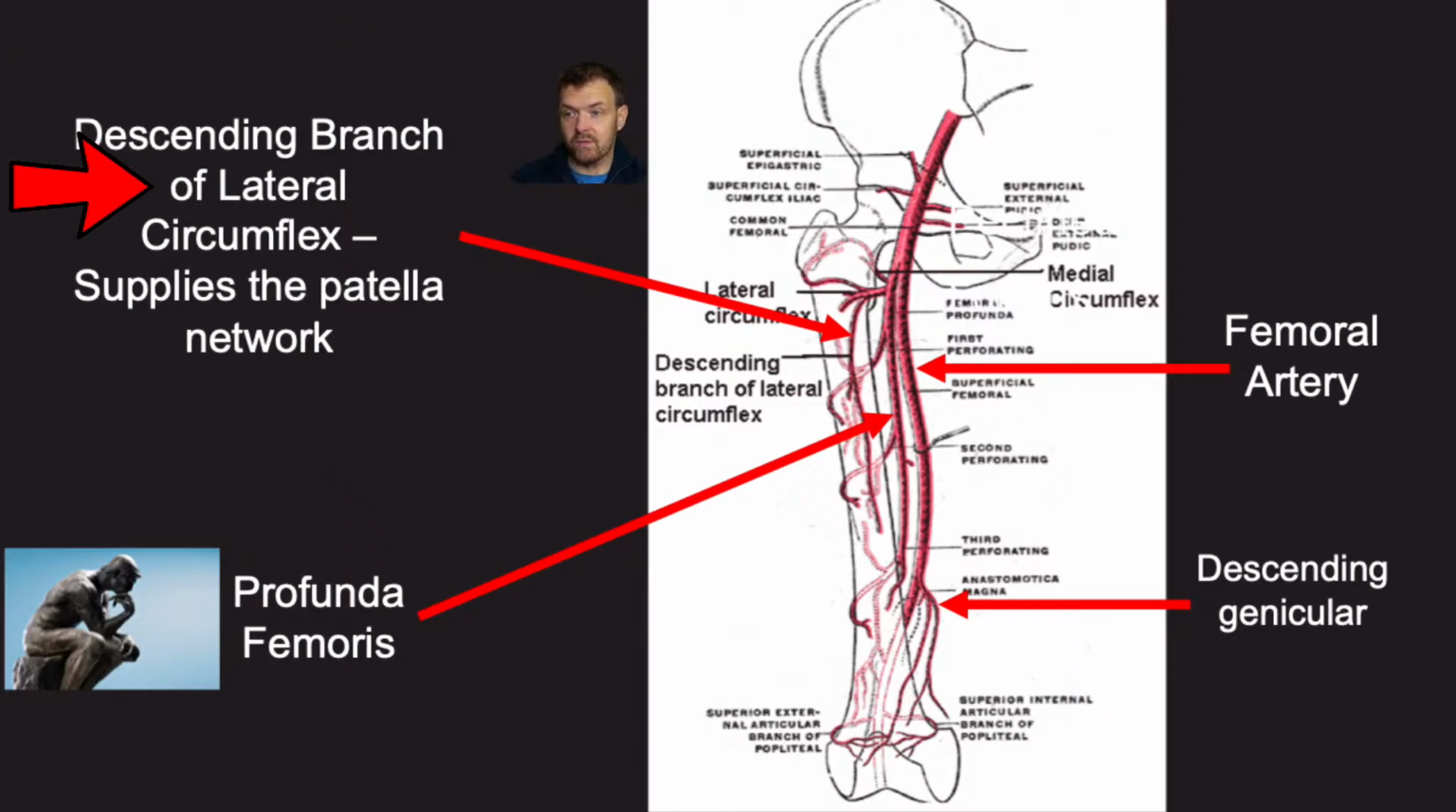So yeah, the reason why the descending branch is useful is because that will continue down and it will supply the patella. Okay, so it'll go down and supply the patella network, and you'll see what we mean by a network in a second, because it's like a kind of spider's web, all the blood vessels all around the knee joint.